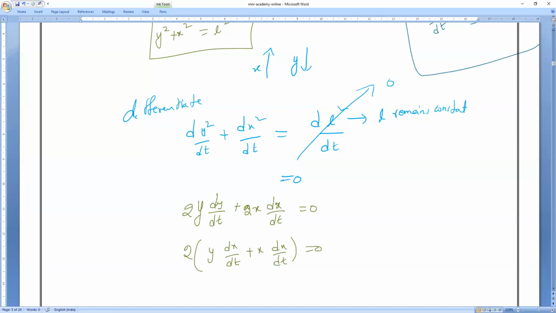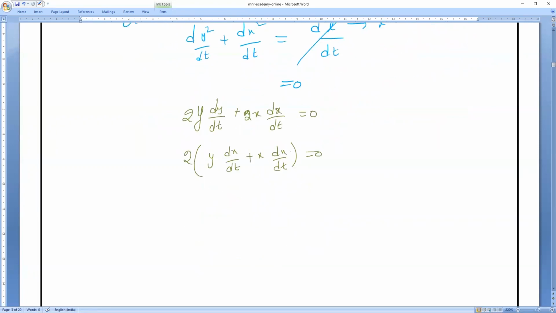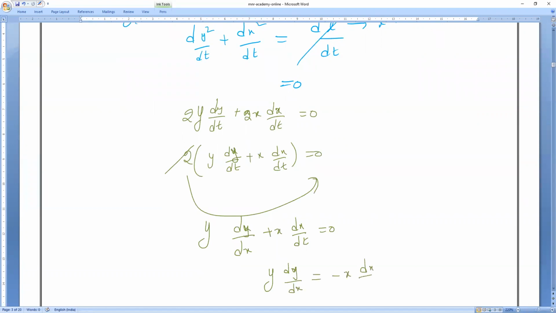So the 2 coming to this side will become 0. Am I right, everybody? So I will write it as y into dy by dx. Here also y, I have written a mistake. Plus x into dx by dt, which is equal to 0. So I will write y into dy by dx is equal to minus dx by dt.